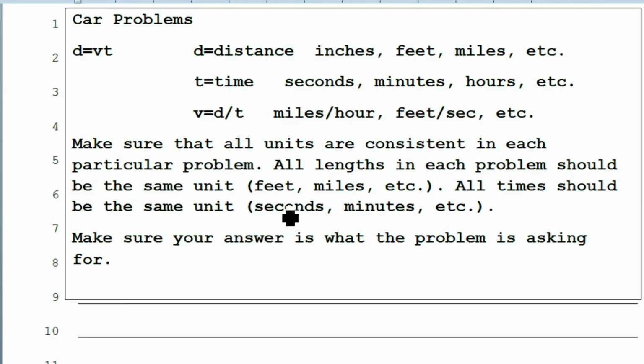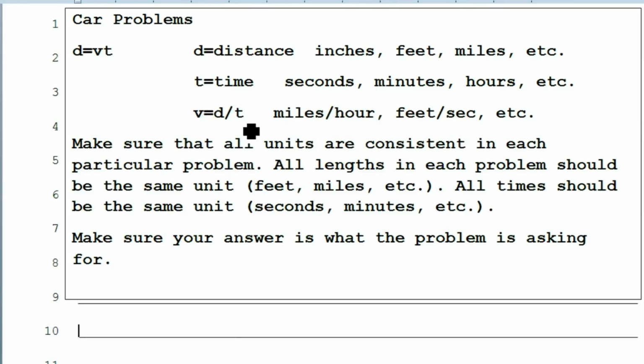And the first thing you do when you get a problem involving motion is to make sure that all the units are consistent within each particular problem. If you're given a problem with the velocity in miles per hour, then in that problem, all the distances you get or calculate should be figured in terms of miles. And any time that you use within that problem should be in terms of hours.